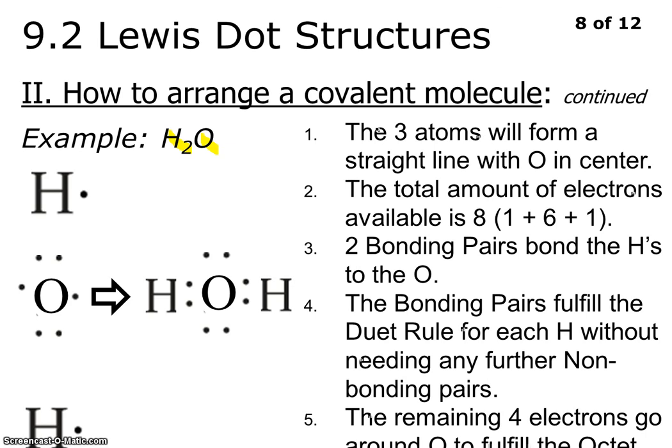We need 2 bonding pairs to bond each of these hydrogens to the oxygen, and they're going to fulfill the duet rule for the hydrogen, as we just said, without the hydrogen needing further non-bonding pairs. So of our 8, we've only used 4 in bonding. The remaining 4 electrons are going to be non-bonding pairs on the oxygen, 1, 2, 3, 4, to fulfill the octet rule for oxygen.